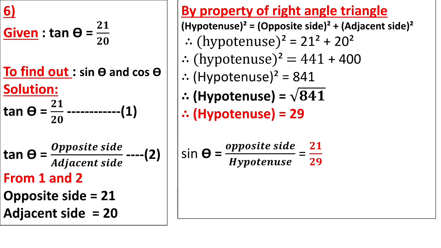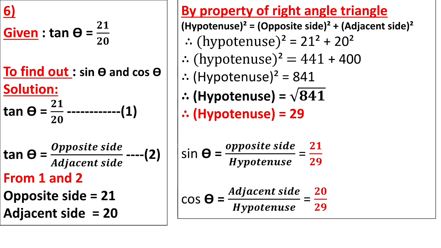It means, students, sin theta from the ratio is opposite side upon hypotenuse. So here we have the opposite value 21 and the hypotenuse we got is 29. The second ratio we have to find is cos theta. Cos theta from the ratio is adjacent side upon hypotenuse. And the adjacent side we got is 20 and the hypotenuse we got is 29. I hope you have understood this method.